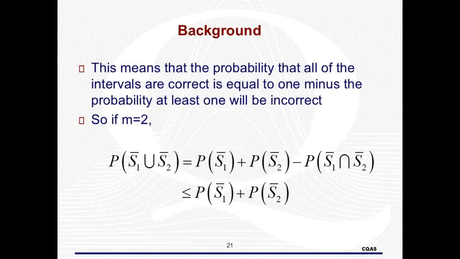This slide makes the idea more concrete. The probability that all intervals are correct is equal to 1 minus the probability that at least one interval is incorrect. With only 2 intervals, the issue may not seem severe. However, as the number of intervals increases, the probability of at least one error can become surprisingly large. That's why we need procedures specifically designed to control error rates across entire families of comparisons.